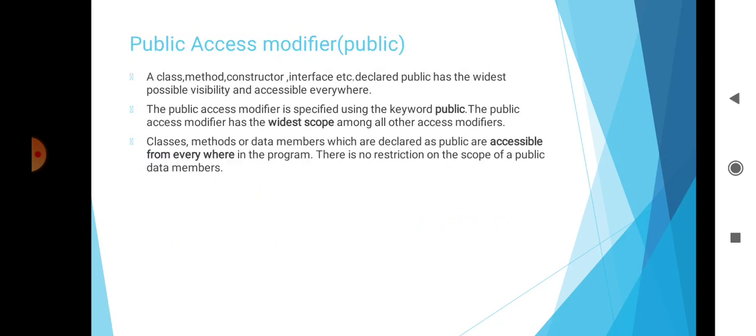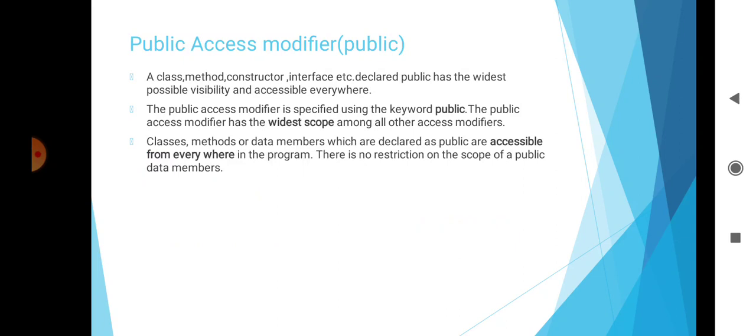Then the public access modifier. We can use the public keyword for this access modifier. A class, method, constructor, interface, etc. declared as public has the widest possible visibility and is accessible everywhere. The public access modifier is specified using the keyword public, and it has the widest scope among all the other access modifiers.